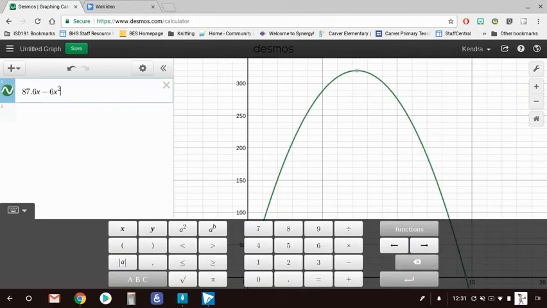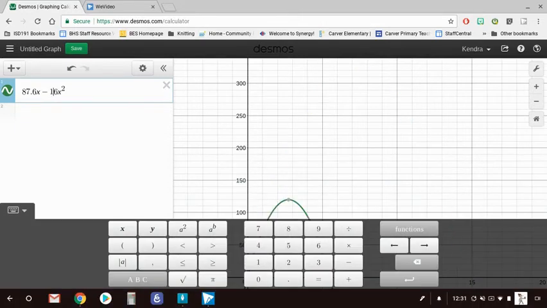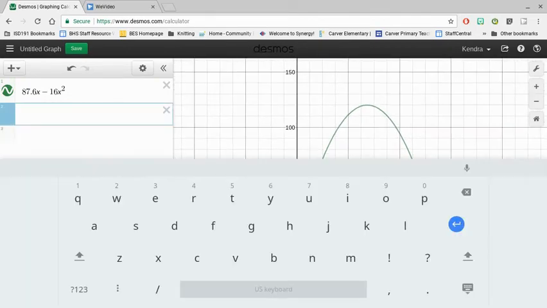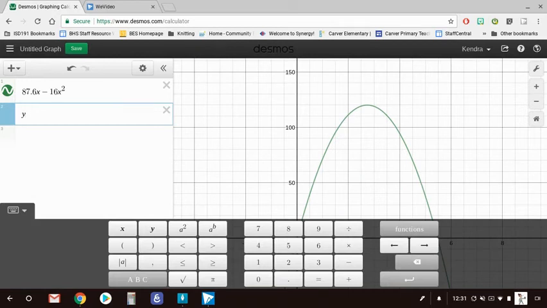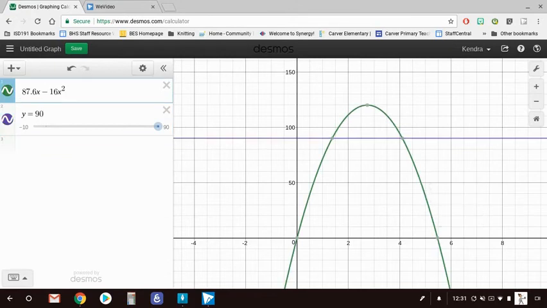Oh, Desmos. Y. Oops. And that's only 6, and I need 16. Obviously having lots of troubles here. And then y equals 90. Okay, that made a straight line across. So just like I had said, it should hit 90 twice.